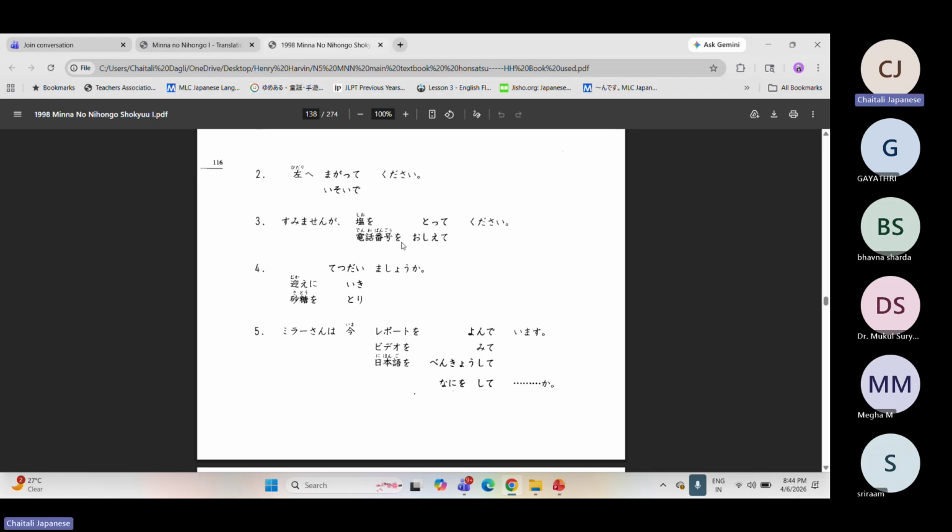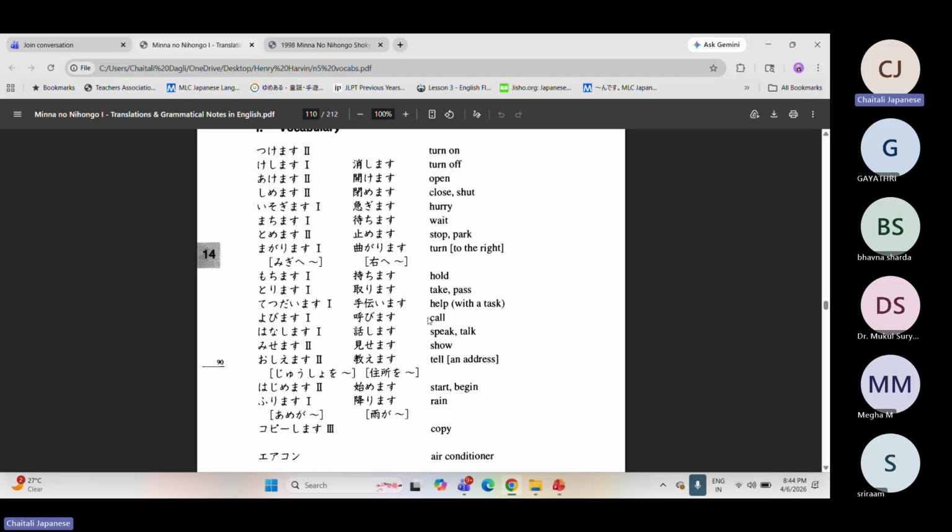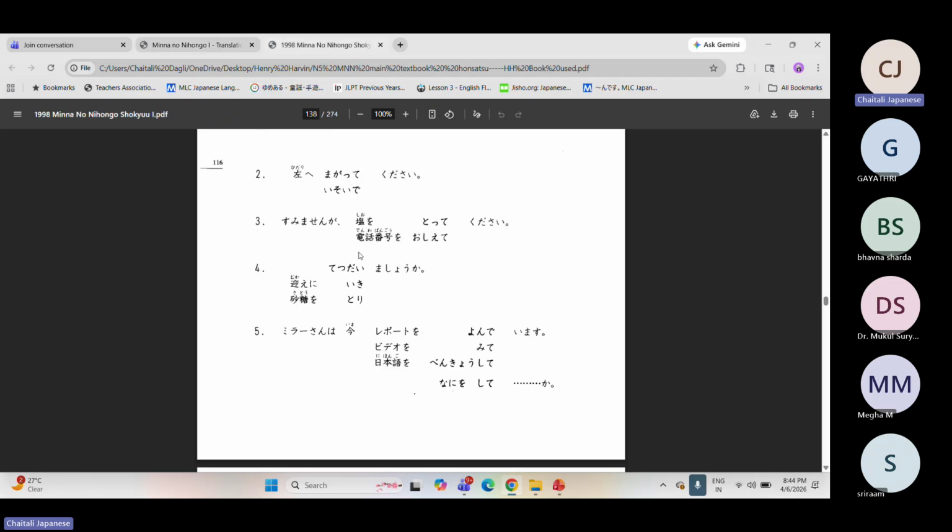Sumimasen ga denwa bango o oshiete kudasai. Oshiemasu is to tell. So can you please tell me your telephone number? Tell me the telephone number. Are we clear? Everyone, are we clear? Have we understood verb in te form plus kudasai pattern? Yes, Sensei. Perfect.